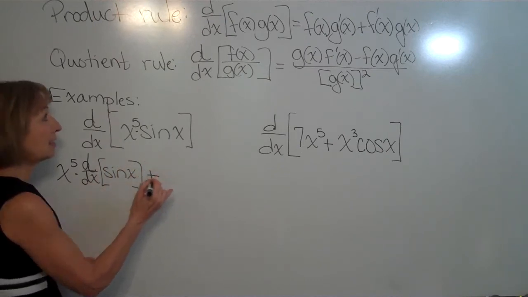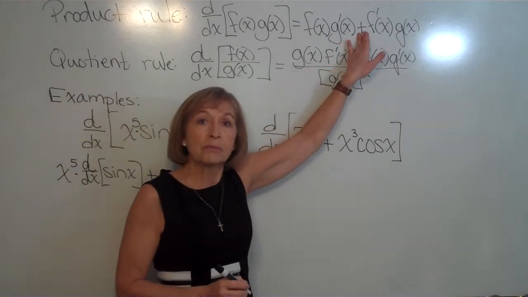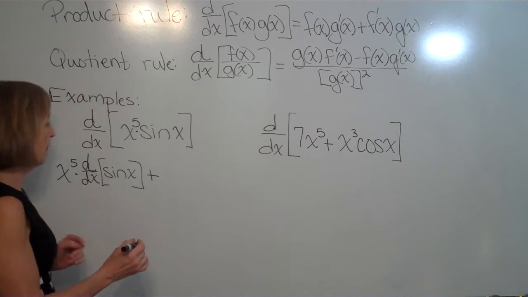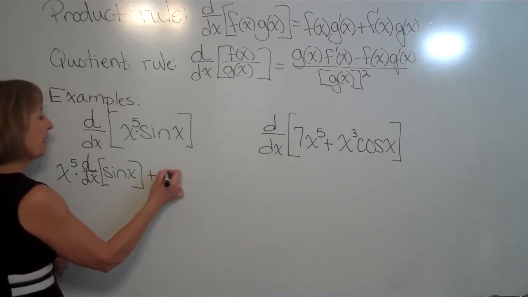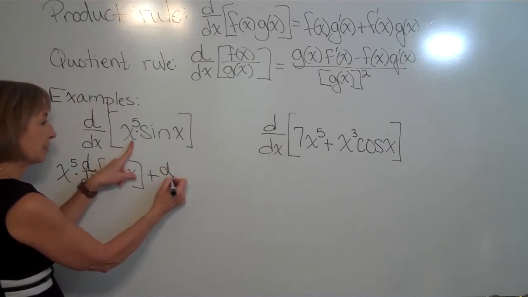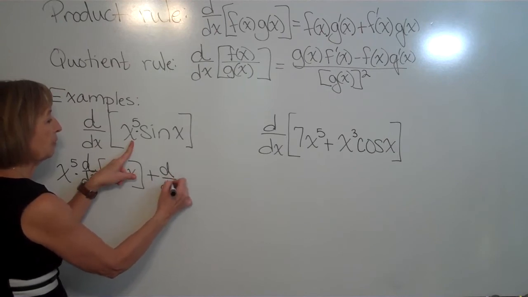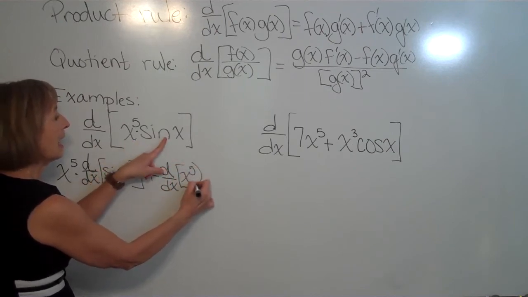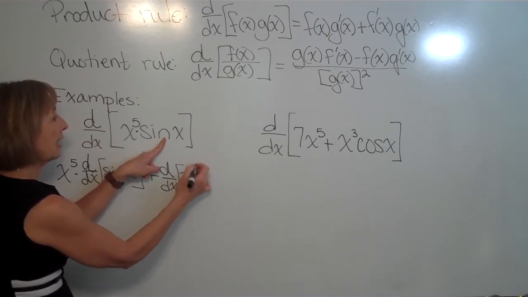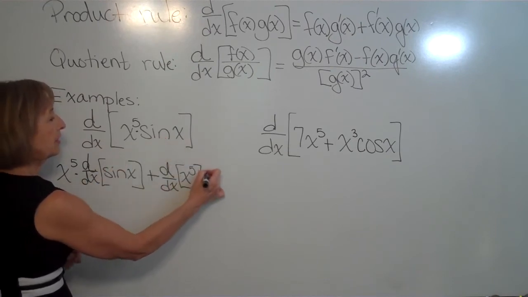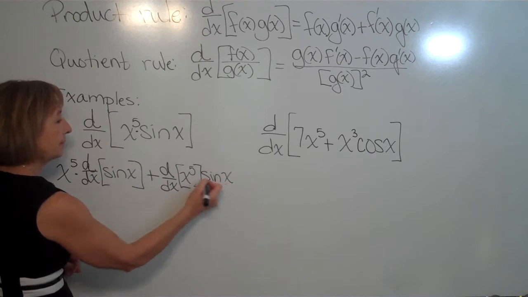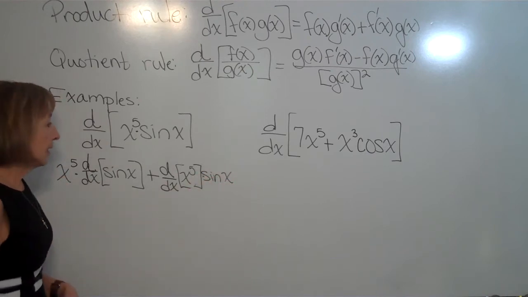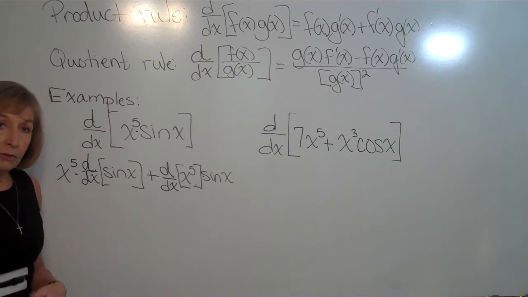Then plus, because that's the attachment between the two terms in the expansion of the product rule, and then our derivative of our first function, so the derivative with respect to x of x to the fifth, times our second function sine x. So that sets it up in notation. Next up, we're going to think about what those derivatives are.